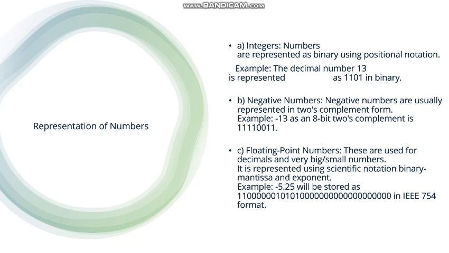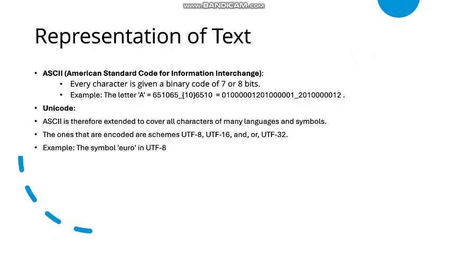The second one, floating point numbers. These are used for decimals and very big or small numbers. It is represented using scientific notation, binary mantissa, and exponent. Example: 5.25 will be stored as a sign bit, exponent bits, and mantissa bits in IEEE 754 format.